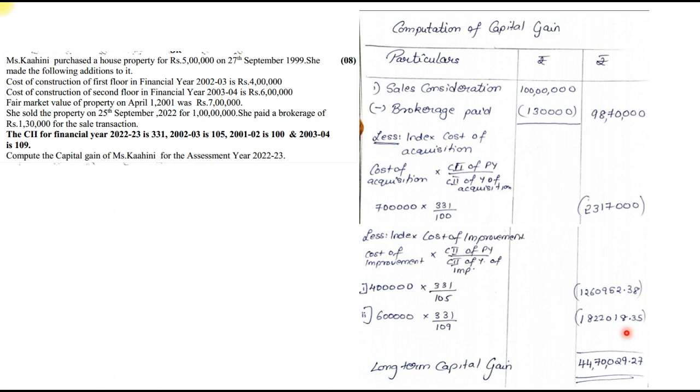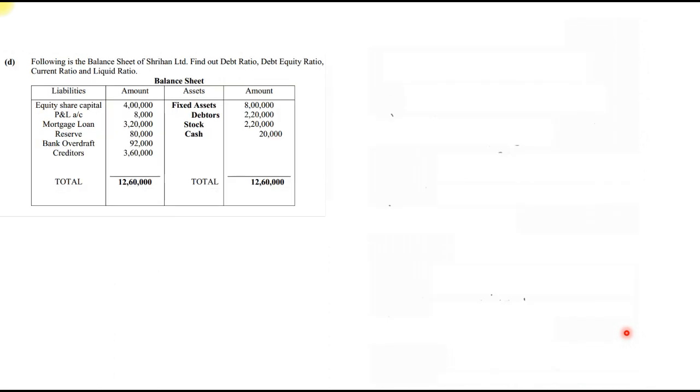Now, along with question number 3C, there was 3D, which was 7 marks. Let us see what that sum is all about. Now, following is the balance sheet of Shriram Limited. Find debt ratio, debt equity ratio, current ratio, and liquid ratio. Okay, and then they're giving you the balance sheet. Now, very simple. Let us see how to formulate this part.